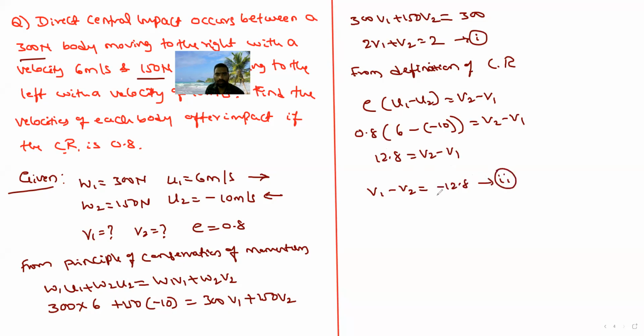So add 1 and 2. Add 1 and 2, so V2 gets cancelled, because these are minus.